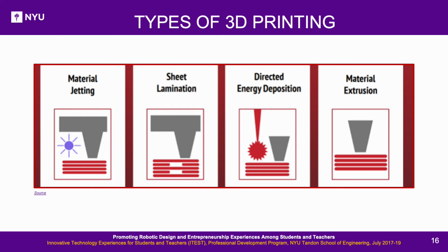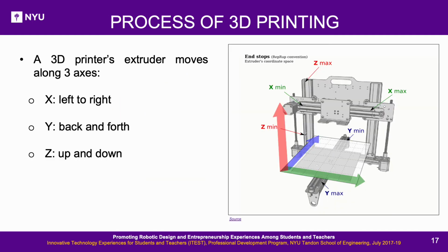Material extrusion is where thermoplastic or composite material is pushed through a heated nozzle in a continuous stream and deposited layer by layer to build an object. Let us get into the process of 3D printing. How does the printer operate?